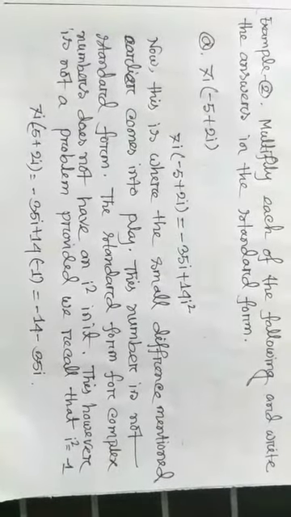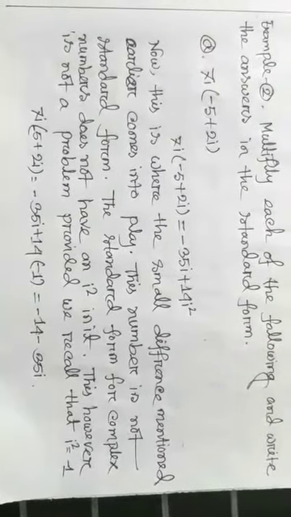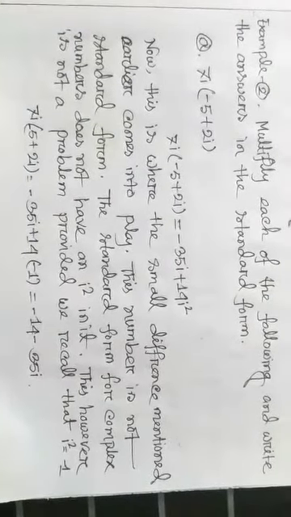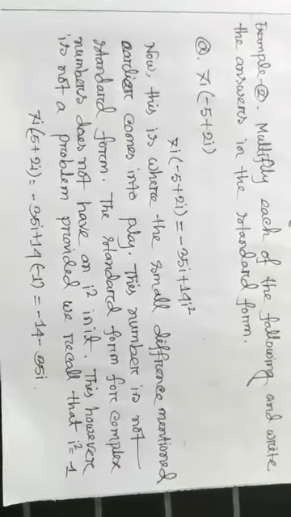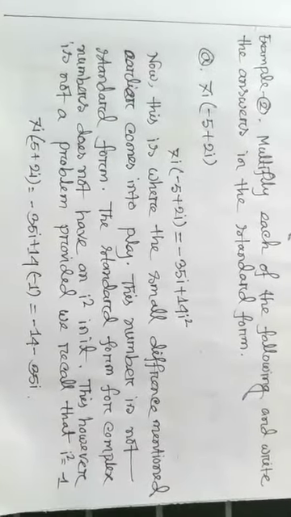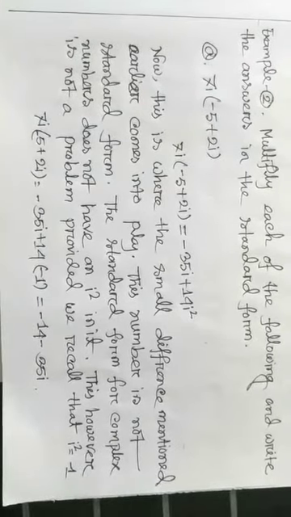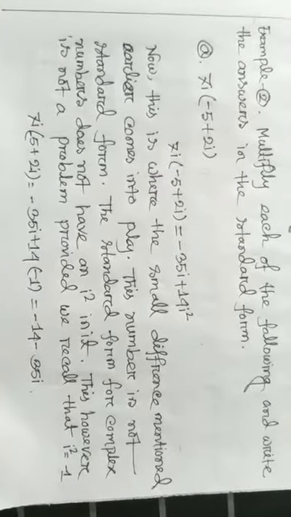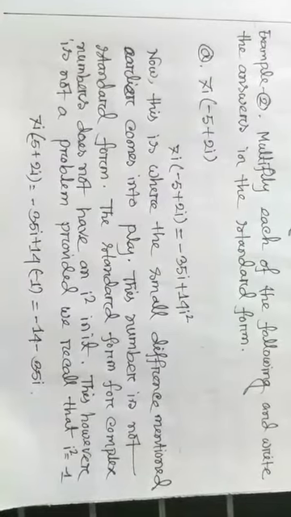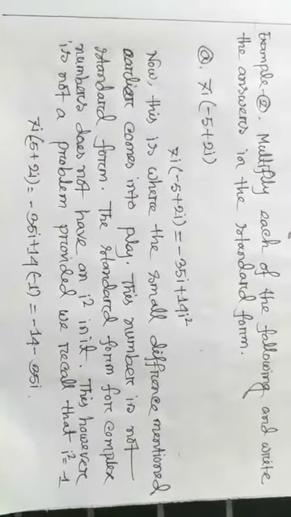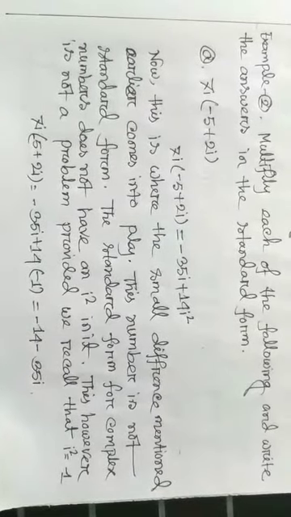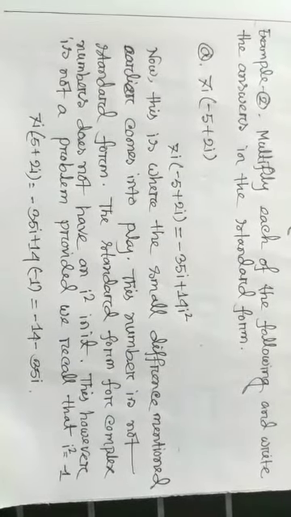This, however, is not a problem provided we recall that i squared equals minus 1. 7i times minus 5 plus 2i equals minus 35i plus 14 times minus 1 equals minus 14 minus 35i.